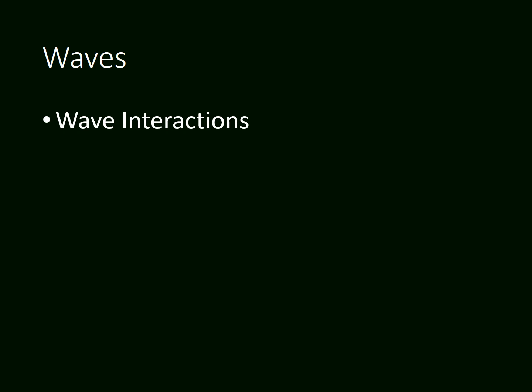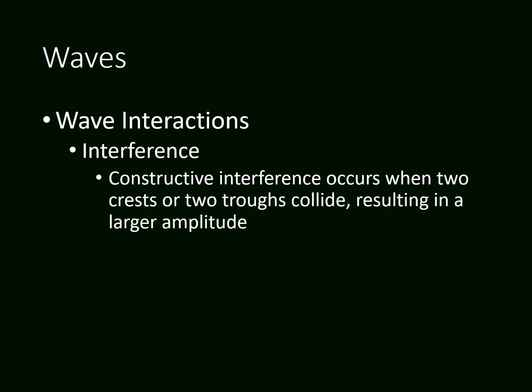And this video is going to be on wave interactions. So the first wave interaction we want to talk about is interference. With interference, you have two forms. When you have constructive interference, you have two crests or two troughs that collide, resulting in a larger amplitude.